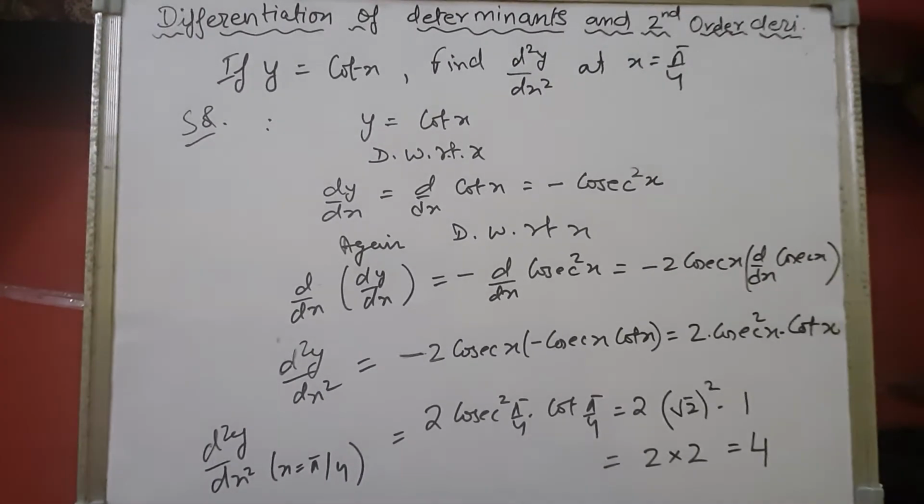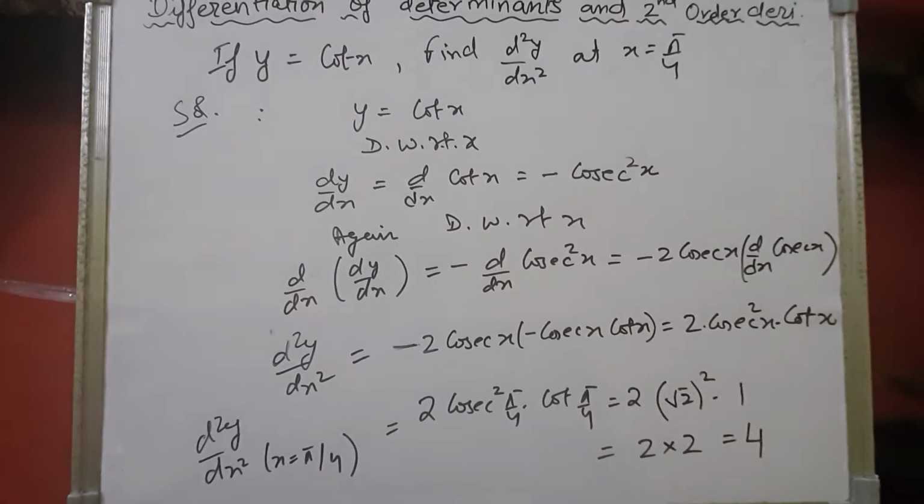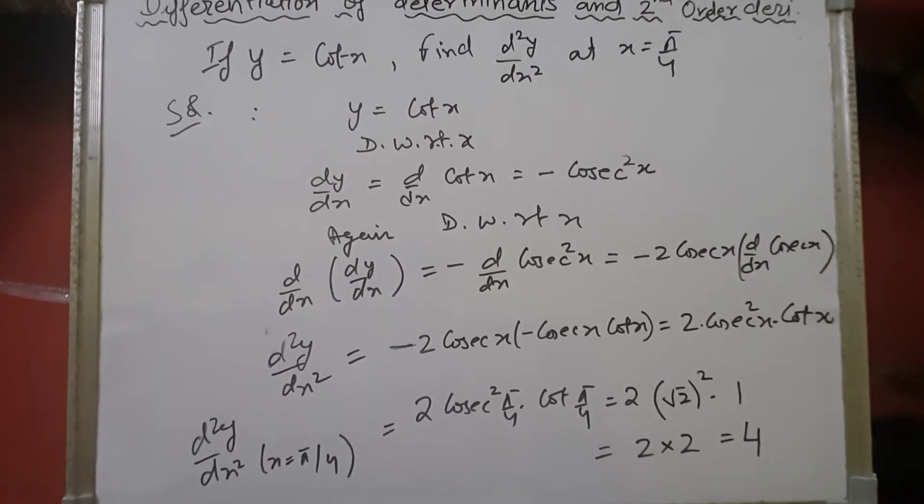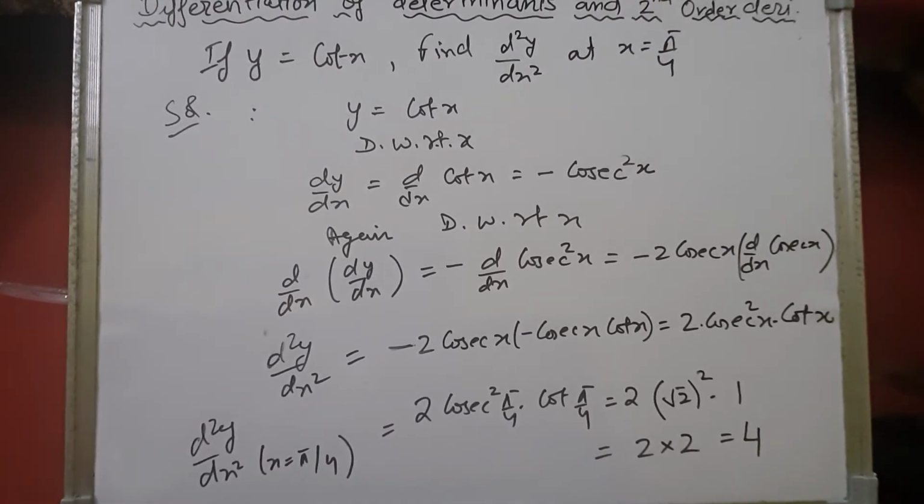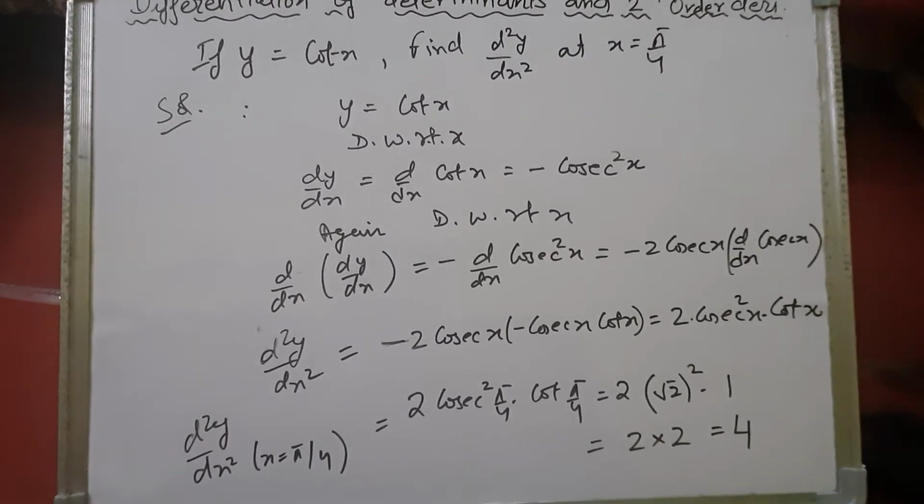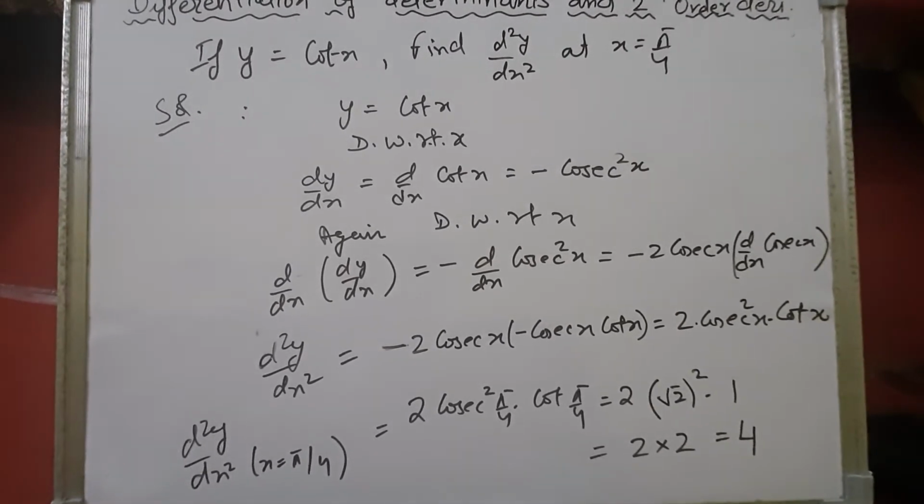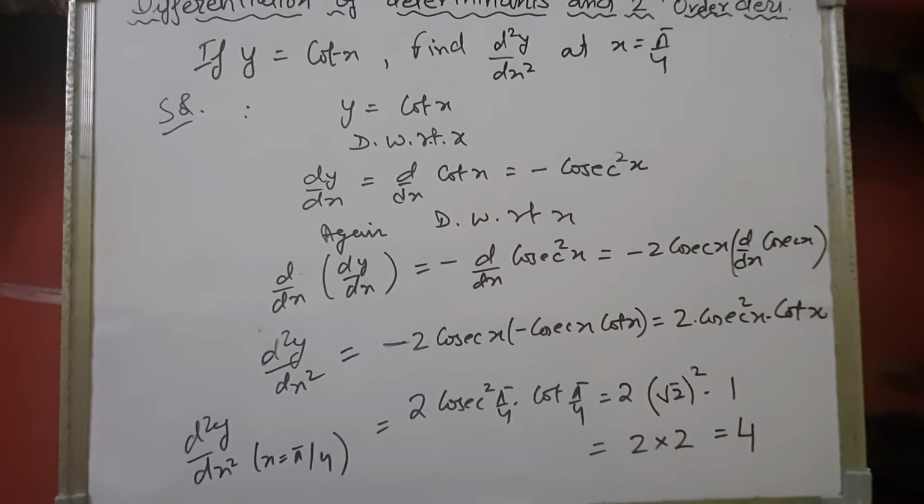Let's see another sum, children. In this sum, the question says if y equals cot x, find d2y by dx2, that means find the second derivative of the function at x equals pi by 4. So first we calculate the value of d2y by dx2 and then we put x as pi by 4 to calculate the final answer.